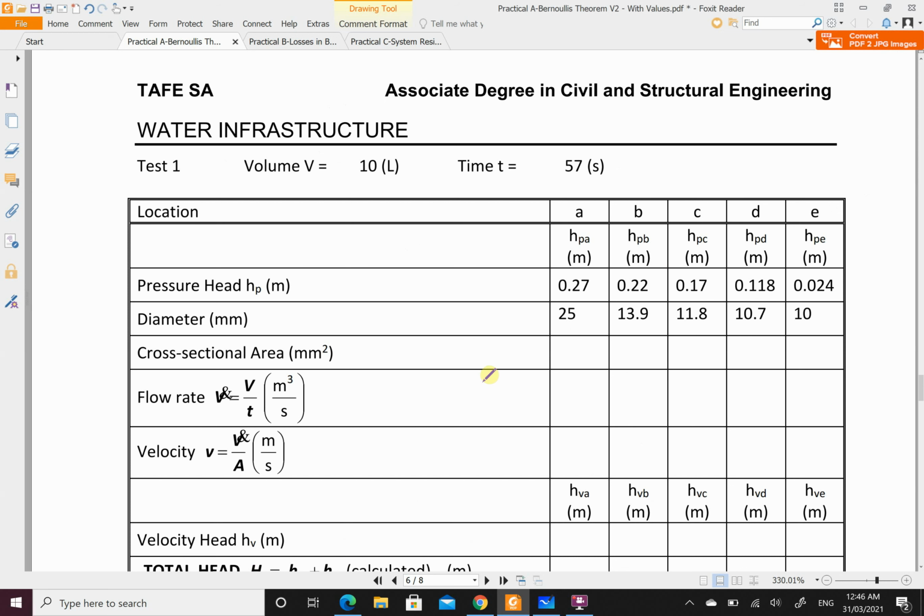Okay, so quite simply, start with this one, work out your area, work out your flow using these numbers, V and T. Make sure you convert it to meters cubed per second. Get your velocity, which is V dot on A, or Q on A. So this number here divided by this one here will give you this one in here.